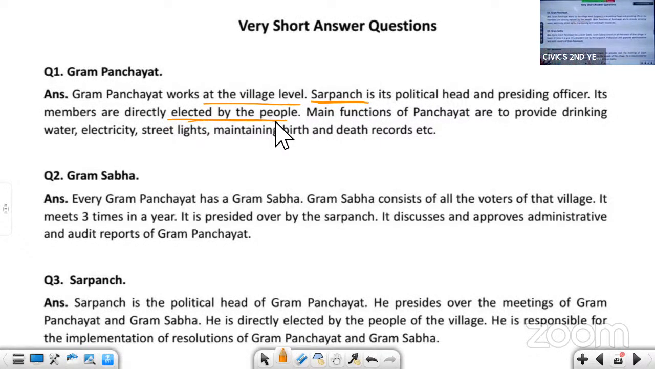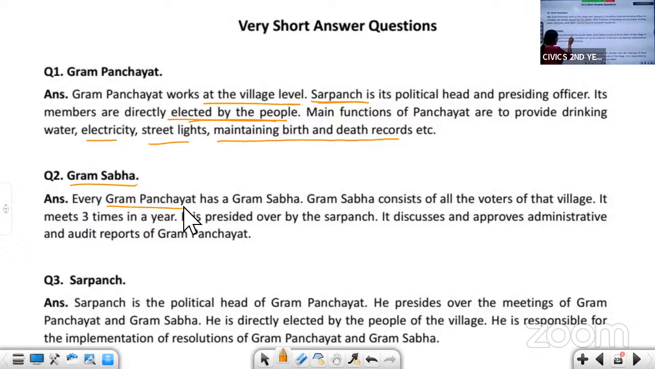What are the main functions of Panchayat? Providing drinking water, electricity, street lights, maintaining birth and death records. All this of a village has to be taken care of by the Gram Panchayat, headed by the Sarpanch. Then what is Gram Sabha? What is the difference between Gram Panchayat and Gram Sabha?